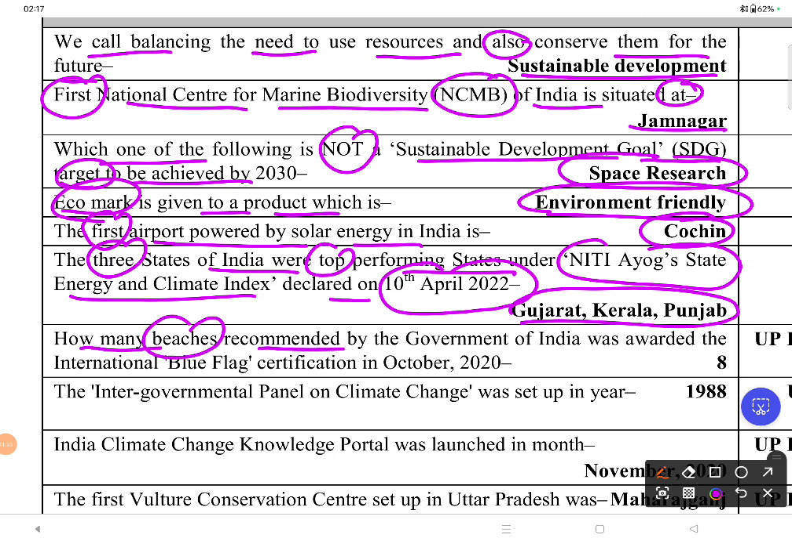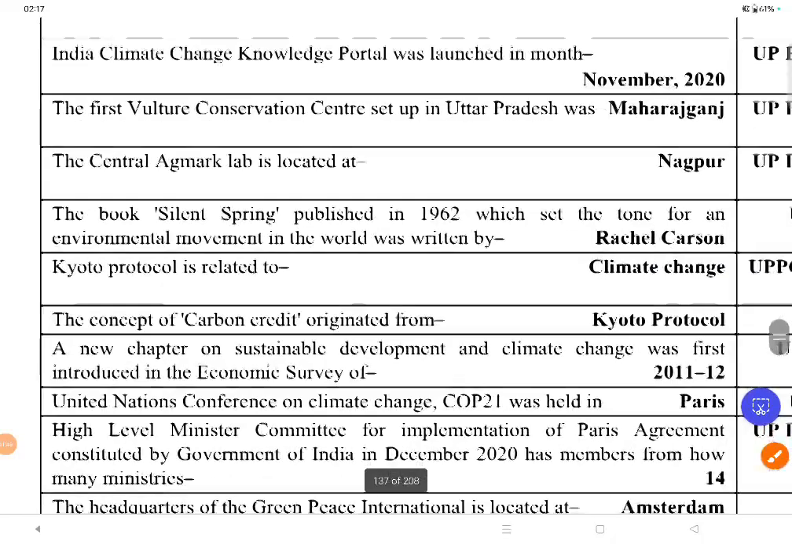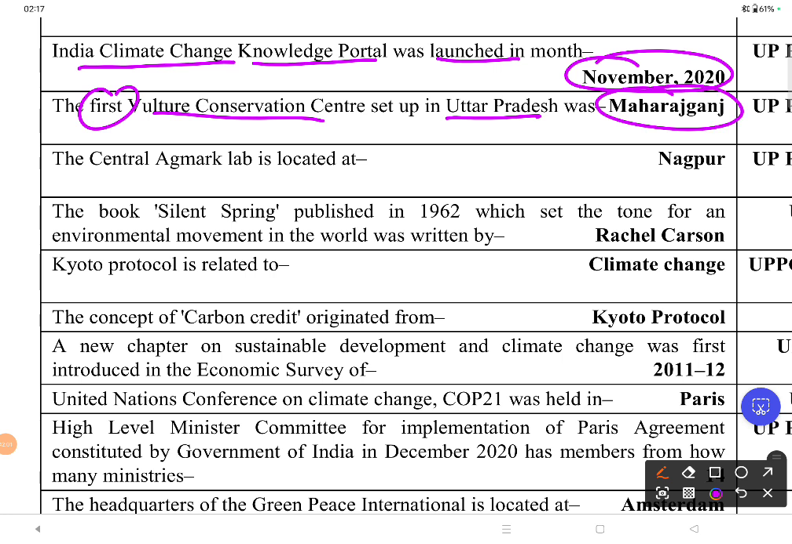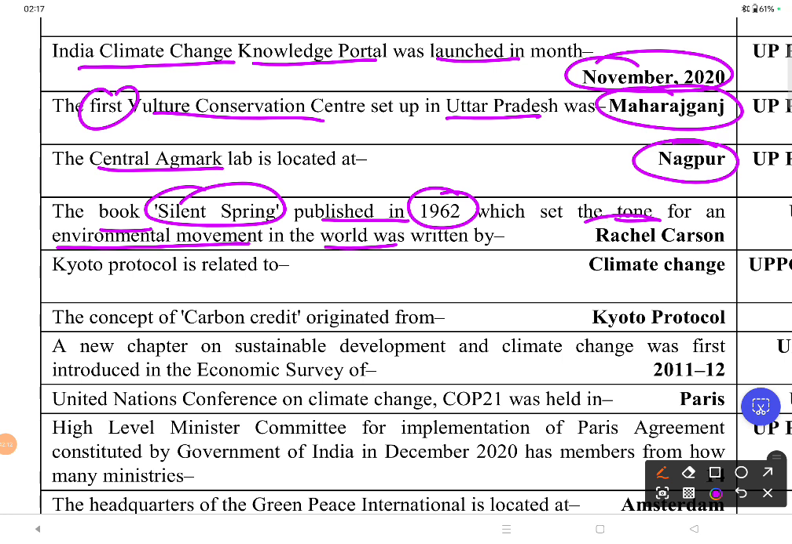How many beaches recommended by the Government of India were awarded the International Blue Flag certification in October 2020? Intergovernmental Panel on Climate Change was set up in the year 1988. India Climate Change Knowledge Portal was launched in the month of November 2020. The first vulture conservation center set up in Uttar Pradesh was at Maharajganj. Central Agmark Lab is located at Nagpur. The book Silent Spring, published in 1962, which set the tone for an environmental movement in the world, was written by Rachel Carson. Kyoto Protocol is related to climate change.